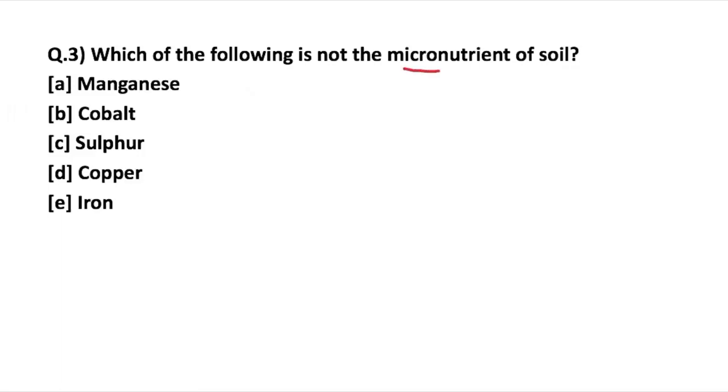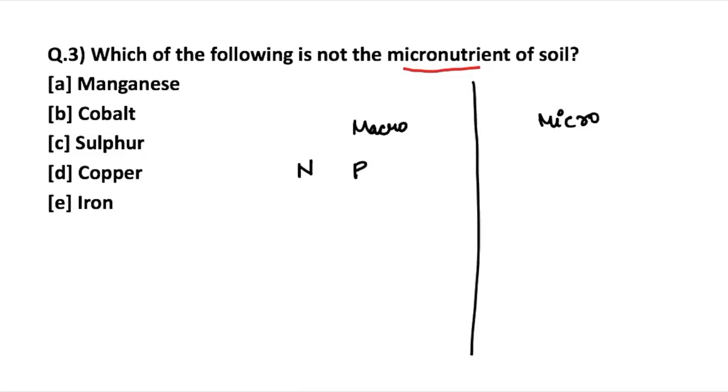Next and very important question. There was a question in the previous year paper regarding micronutrients as well. Which of the following is not a micronutrient of the soil? First of all, fertilizers are used to supply plant nutrients. If we look at the major categories of nutrients, there are two categories, macro and micronutrients. The major macronutrients are nitrogen, phosphorus and potassium, more popularly known as NPK.